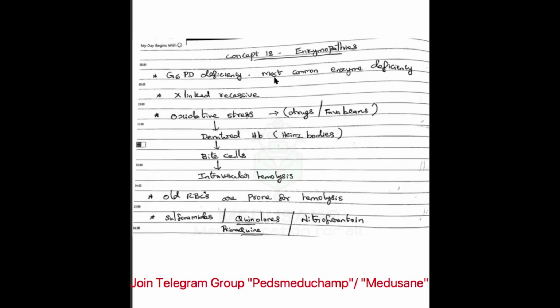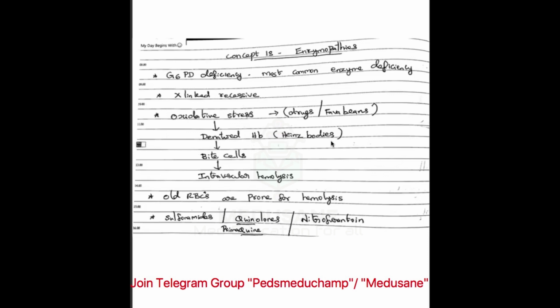So G6PD deficiency, the most common enzyme deficiency. So remember, it is the most common enzyme deficiency. It's going to be X-linked recessive, so boys are mainly going to be affected. Usual history will be some drugs. So your scenario will be a child having malaria. You have started an anti-malarial, and after a while jaundice has developed. The drugs are going to cause oxidative stress, and this oxidative stress is not going to be handled because of G6PD deficiency. So the hemoglobin is going to get denatured.